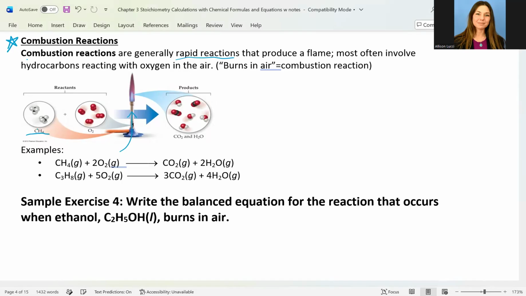In this balanced reaction, we have our methane gas here. We have a certain amount of oxygen needed. So we need 1 mole of methane, 2 moles of oxygen. And then on our product side, we're going to produce a 1 to 2 molar ratio of CO2 and H2O. So these are some of the indications here that we have a combustion reaction.